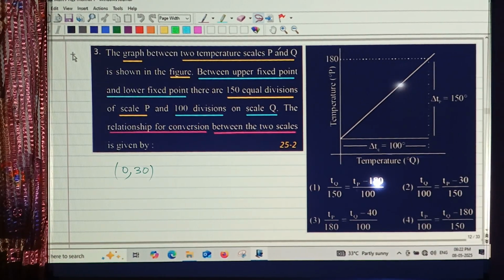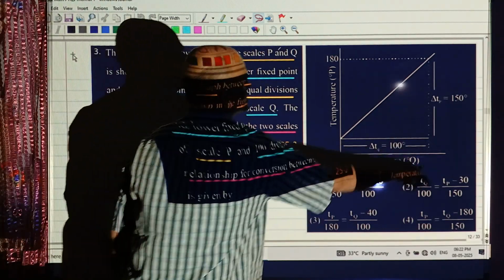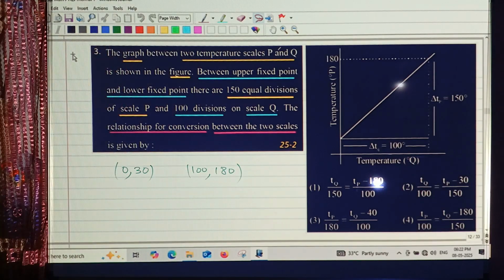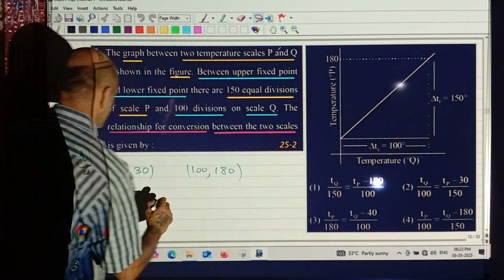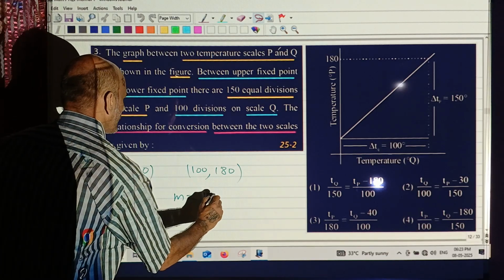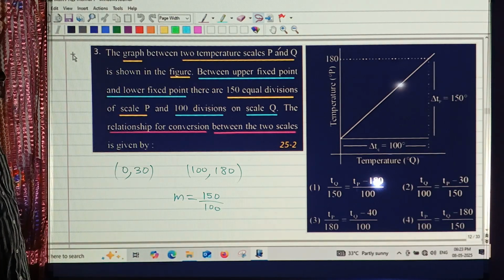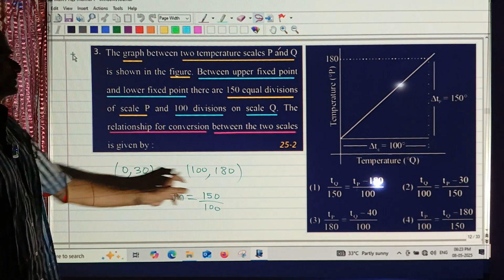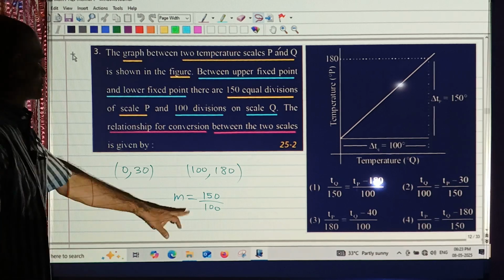So this is the lower fixed point and upper fixed point is x is 100 and y is 180. So 2 points on this line are known, x1, y1, x2, y2. And also the slope of the line is known, delta y by delta x, which is 150 by 100. So equation of the line we can find by multiple ways. You can use this slope and first point, or this slope and the second point, or I can use these 2 points. So let me try to get the equation using slope and the first point.